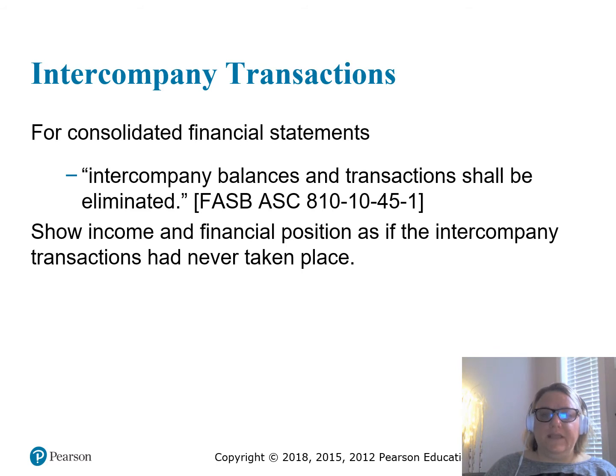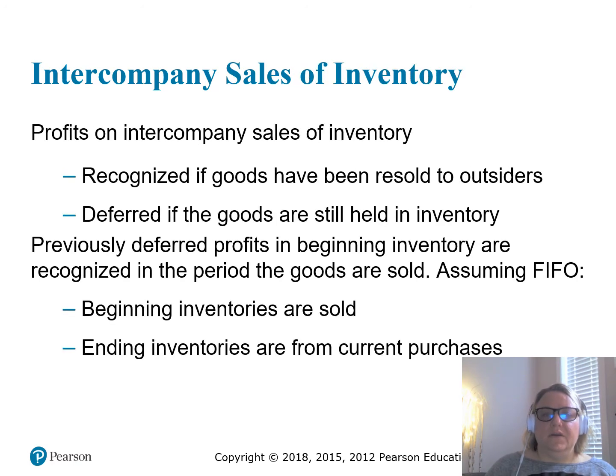Okay, so the FASB has some guidance on this, and that basically is real simple. Intercompany balances and transactions shall be eliminated. That's basically it. Income and financial information should show as if there were no transactions taking place. In other words, it's a joint checking account. Okay, so the inventory situation is a little different.